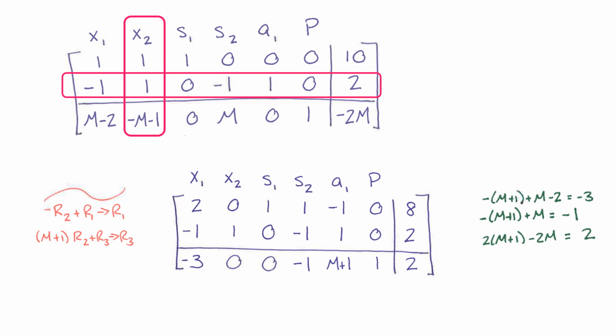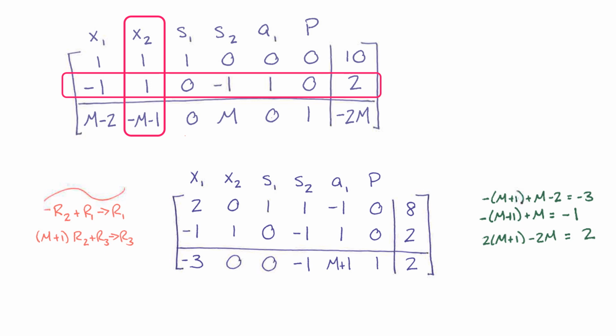So using the command negative R2 plus R1 to get a new row 1, we see that we have negative times negative 1 plus 1 gives us 2. Negative 1 plus 1 is 0. Negative 0 plus 1 is 1. Negative times negative 1 plus 0 is 1. Negative 1 plus 0 is negative 1. Negative 0 plus 0 is 0. Negative 2 plus 10 is 8. So those are the values of row 1.